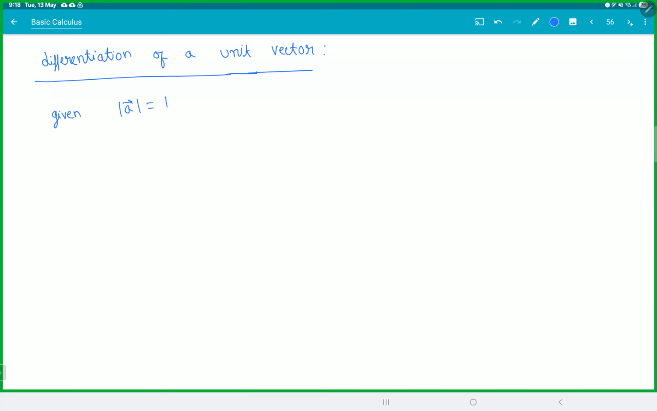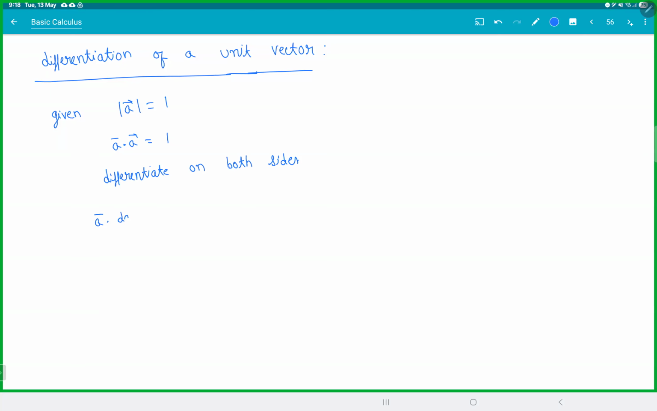So listen, let's say it is given mod a bar is equal to 1. If mod a bar is equal to 1, that means a bar dot a bar is equal to 1. Agreed? What is a bar dot a bar? Mod a cos 0, parallel vectors. So a bar dot a bar is 1. Differentiate on both sides. Remember, on the left hand side, there are two functions, so you have to use the product rule.